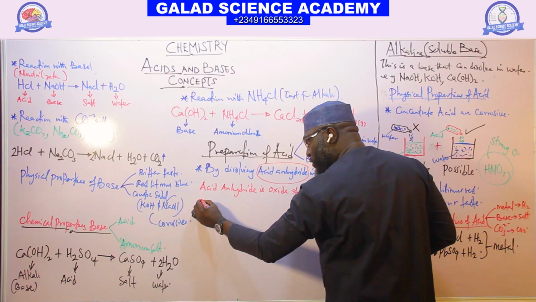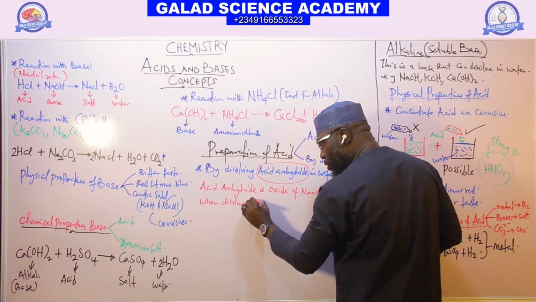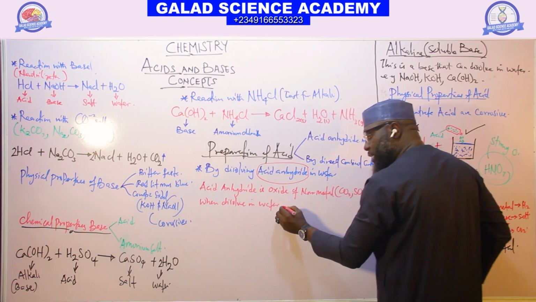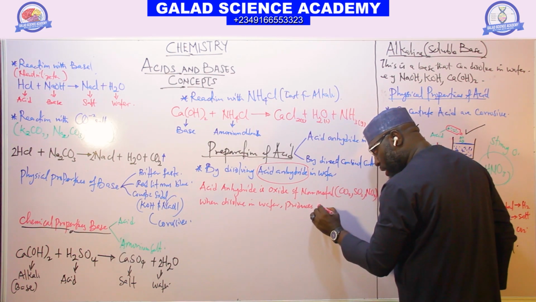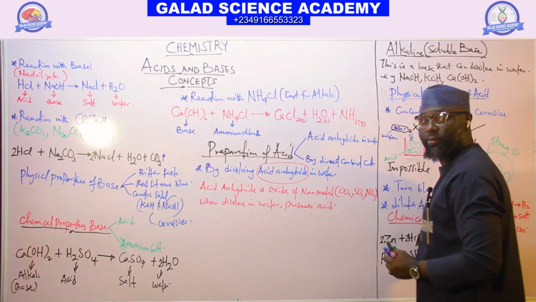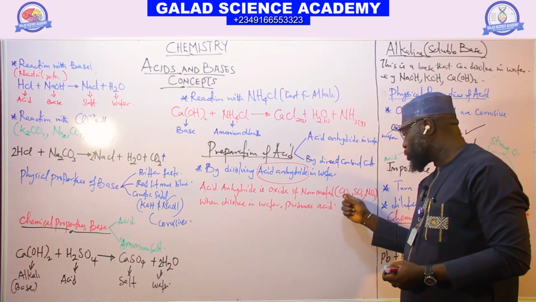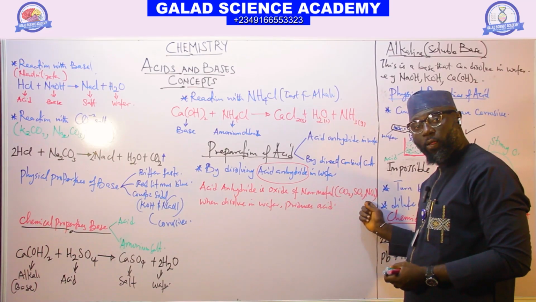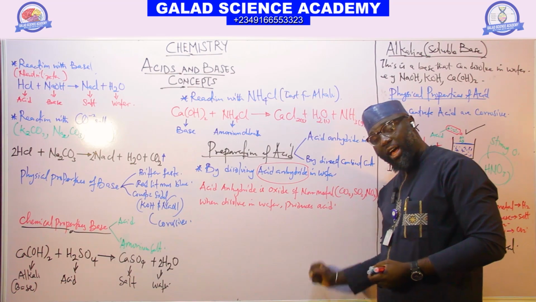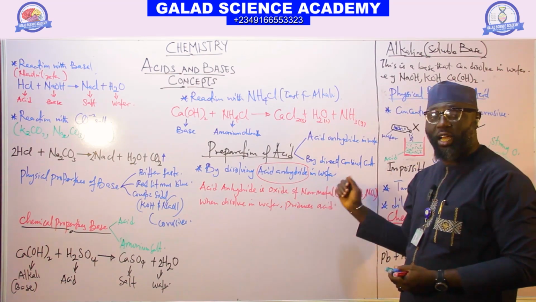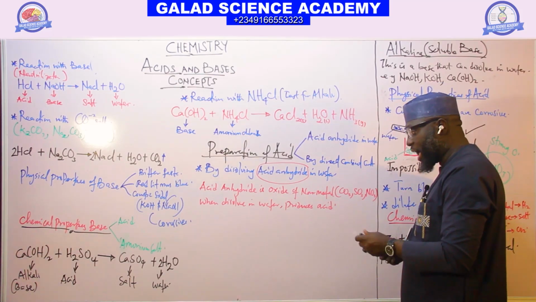Now, when dissolved in water, they will produce the corresponding acid. So the acid anhydrides are oxides of non-metals like CO2, SO2, NO2. Whenever these dissolve in water, they will give us the corresponding acid. So let us look at examples of that reaction.